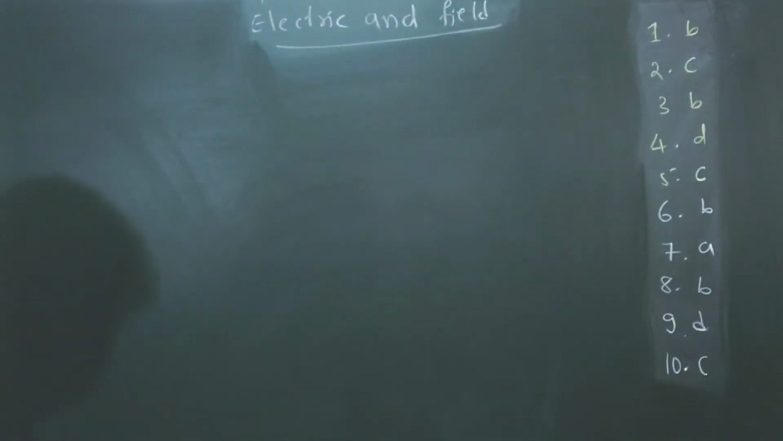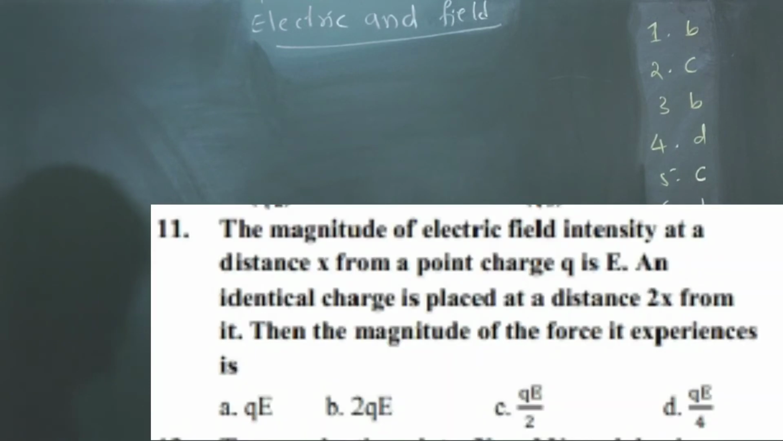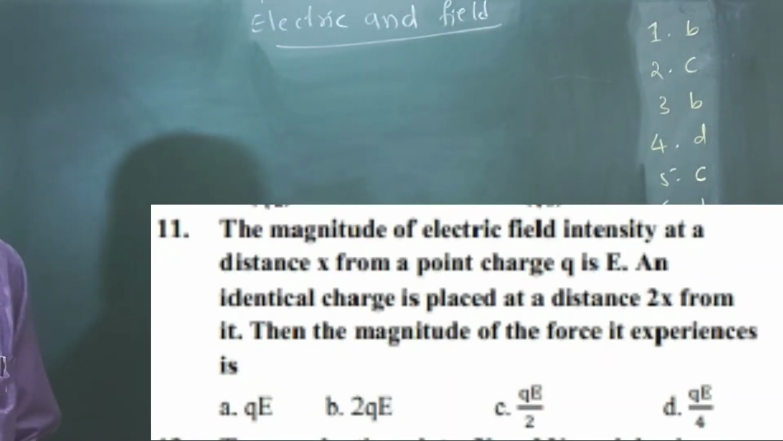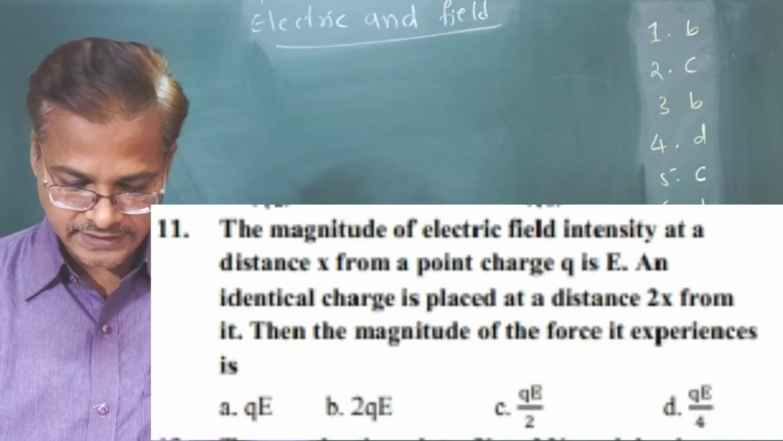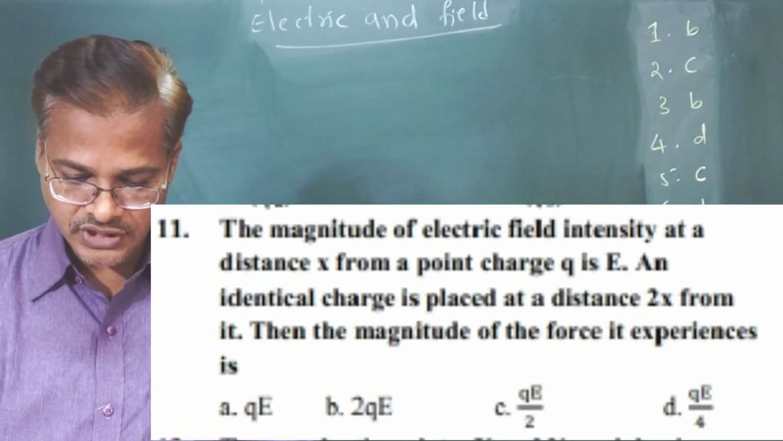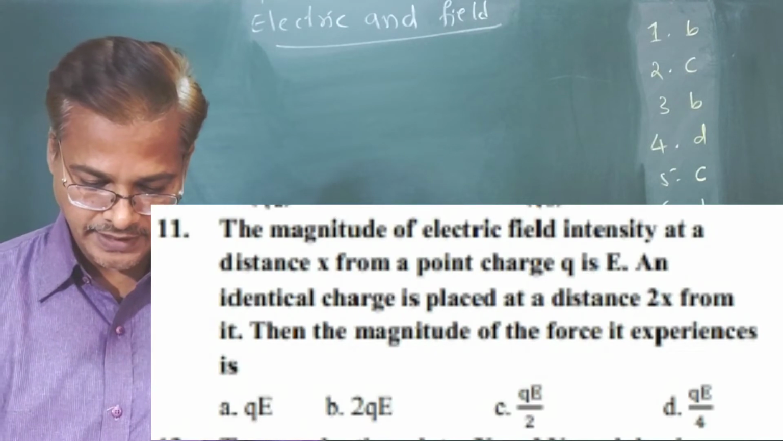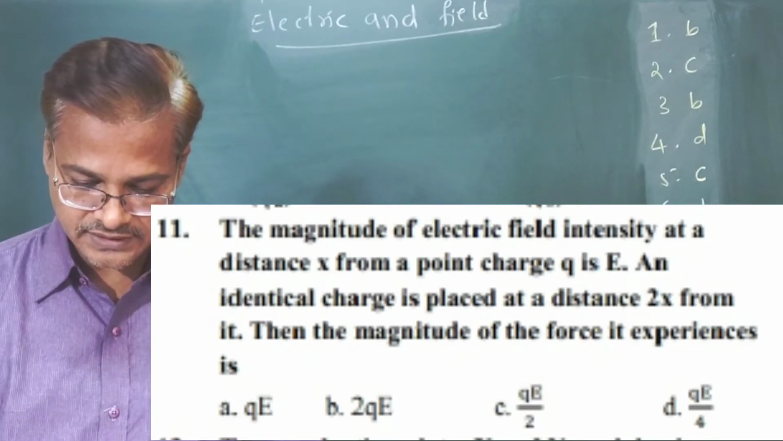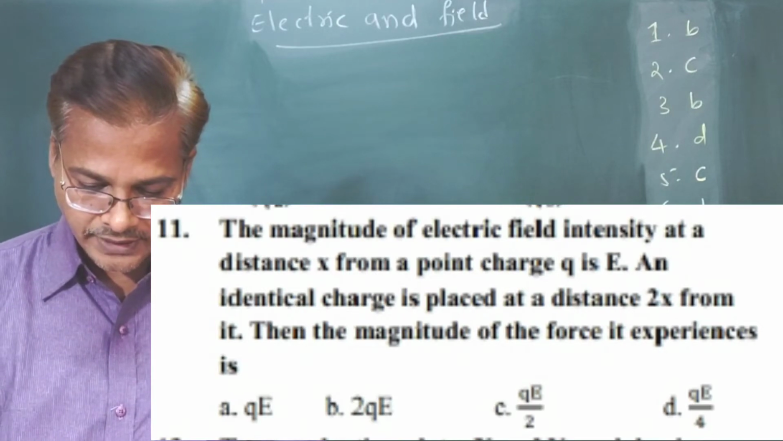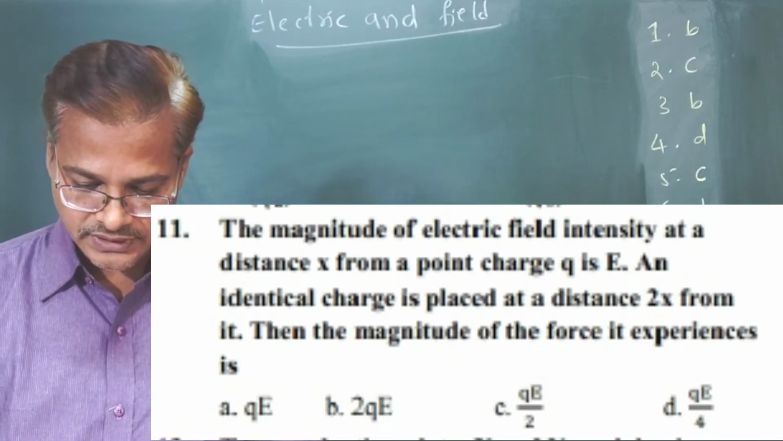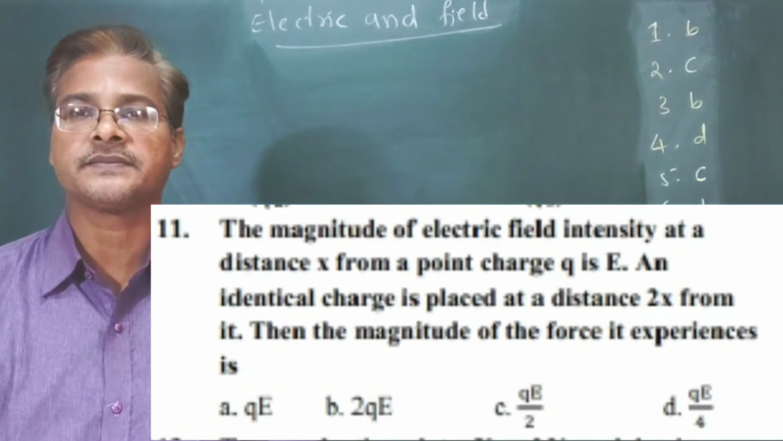So now we can understand the next question, that is the 11th one. The magnitude of electric field intensity at a distance x from a point charge q is capital E, and an identical charge is placed at a distance 2x from it. Then the magnitude of the force it experiences is.